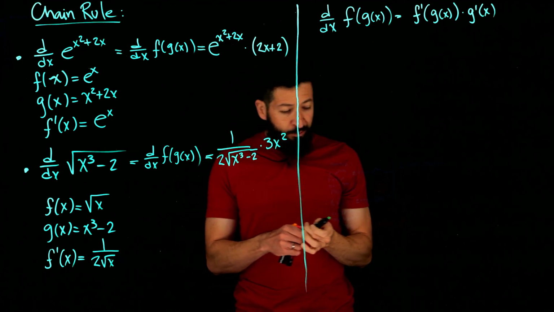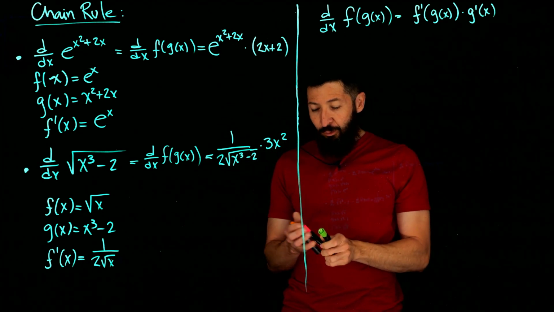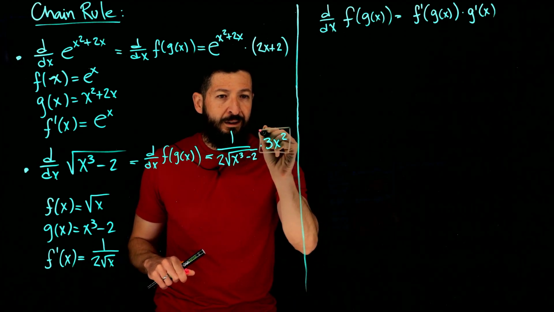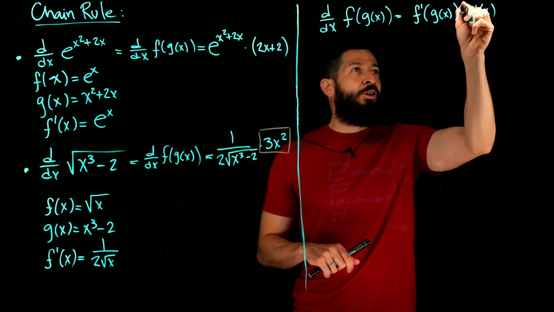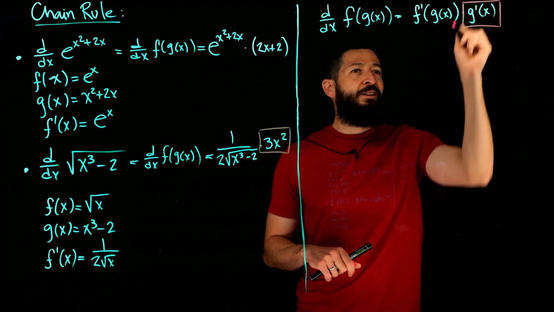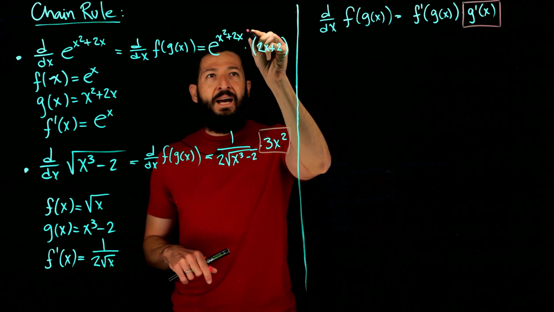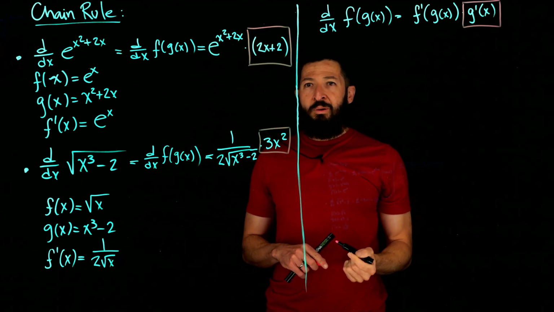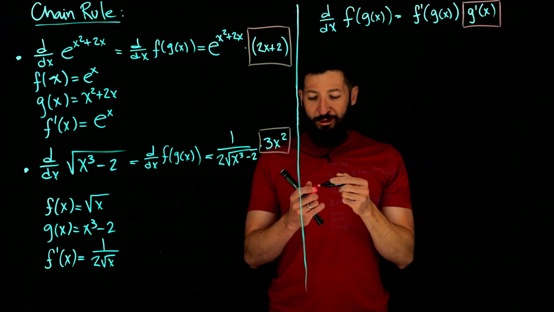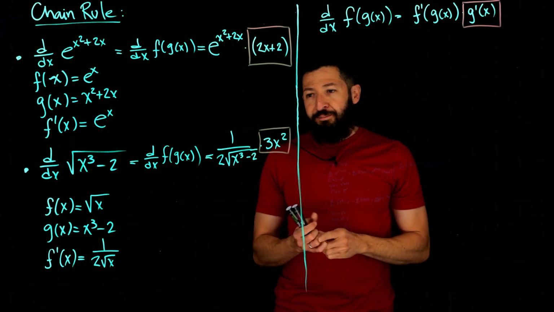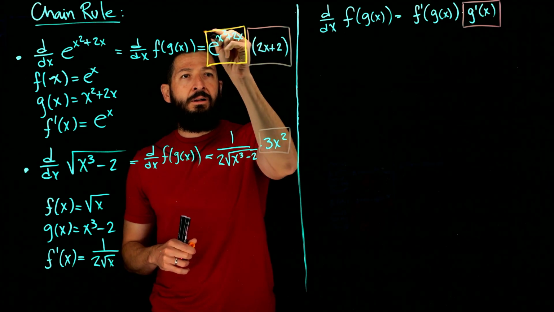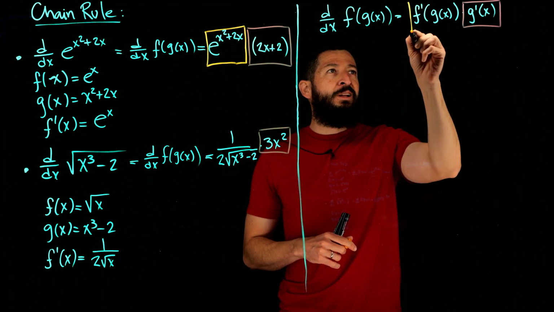So let me put some color so we are clear as to what is what. So this here corresponds to this right here. And in this other problem, this is what corresponds to that g prime. That is the tax you must pay. Now, this other part is going to correspond to this right here.